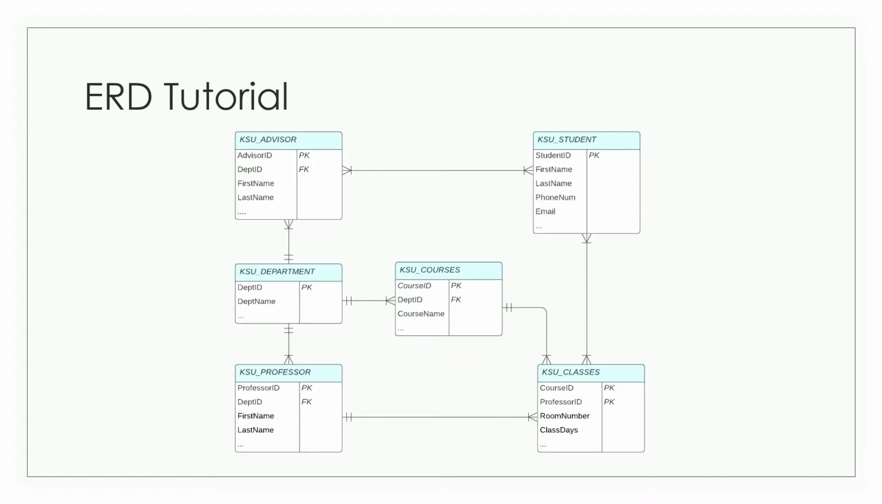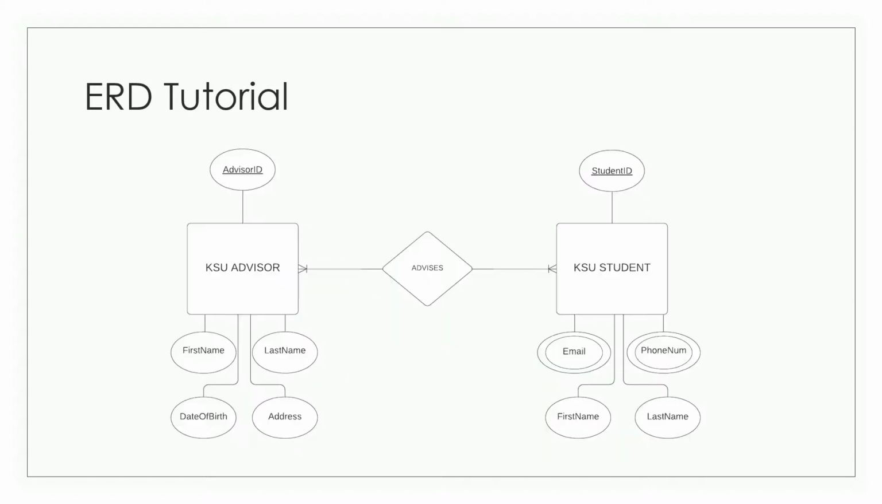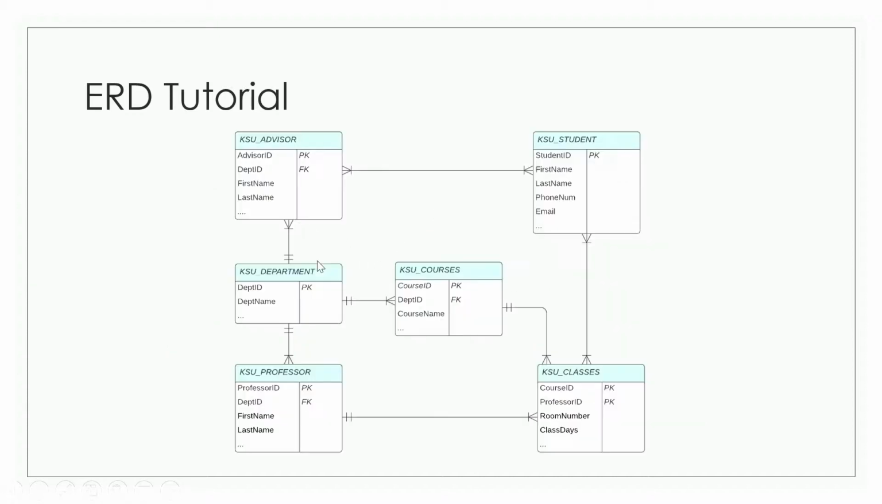And now, using the shapes that we demonstrated before, we decided to break down the KSU advisor and KSU student relationship into this relationship, just showing we have one-to-many students that are advised by one-to-many advisors.